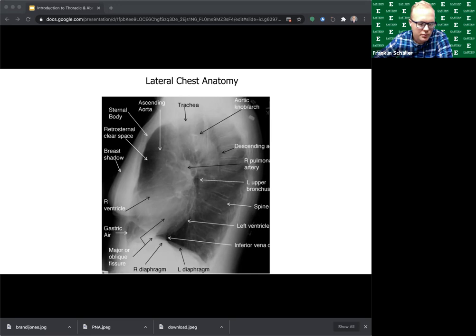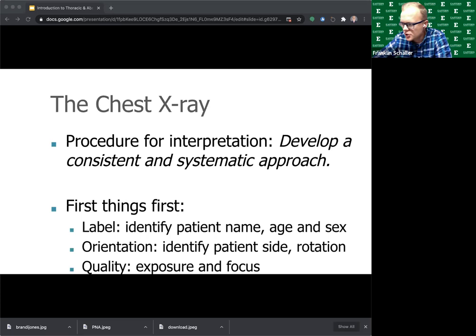Thinking about the procedure for interpretation. We're going to want to learn and think about how to be consistent and systematic in our approach when evaluating x-rays. So first things first, super basic stuff. We're going to want to get the patient's name, their age, and their sex. Think about the orientation, what side landmarks are on, if there's any type of rotation when the image was taken. And then the quality as well. Is there good exposure? Is the focus okay as well?